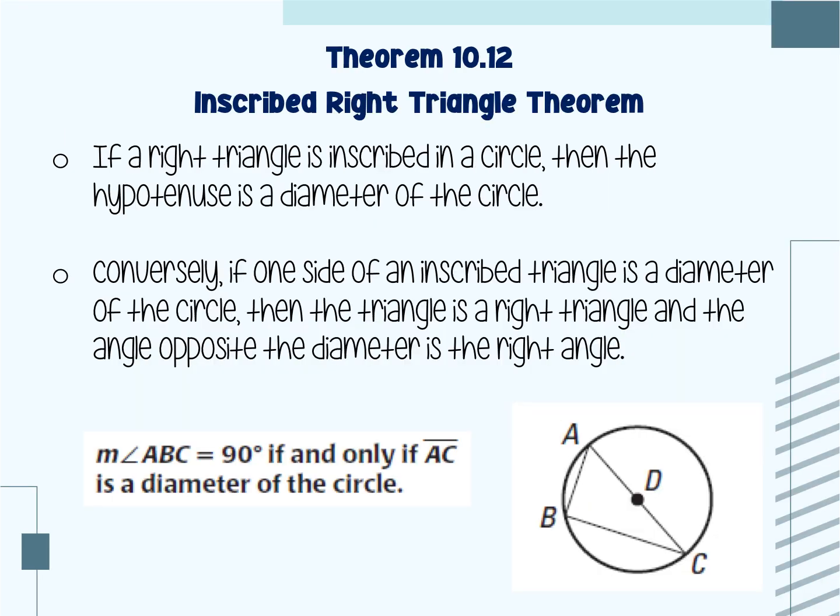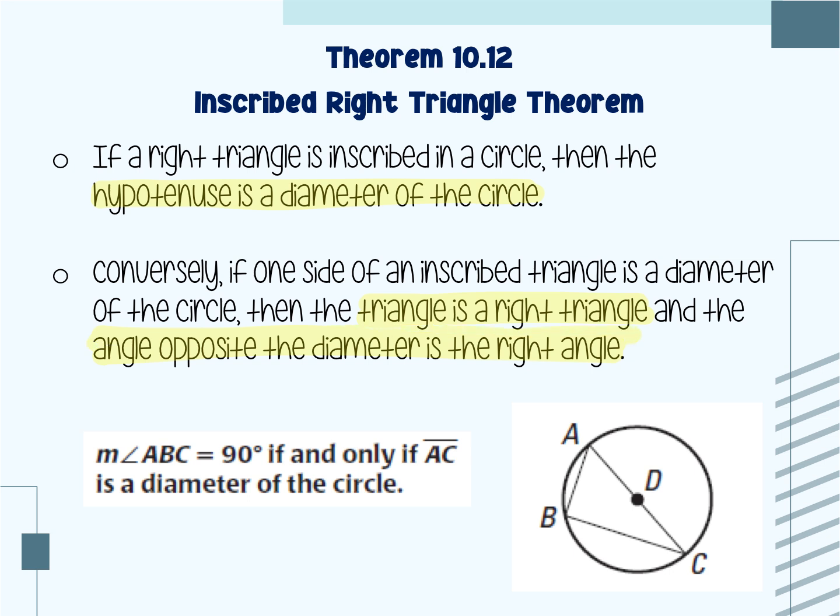Inscribed right triangles theorem. Pay attention to what it says. If a right triangle is inscribed in a circle, then the hypotenuse is the diameter of the circle. Super important that you're able to identify that. If they're giving you a right triangle inscribed in your circle, then your hypotenuse is your diameter. It's going to go through the center of the circle. Conversely, if one side of an inscribed triangle is a diameter of the circle, then the triangle is a right triangle, and the angle opposite the diameter is the right angle.